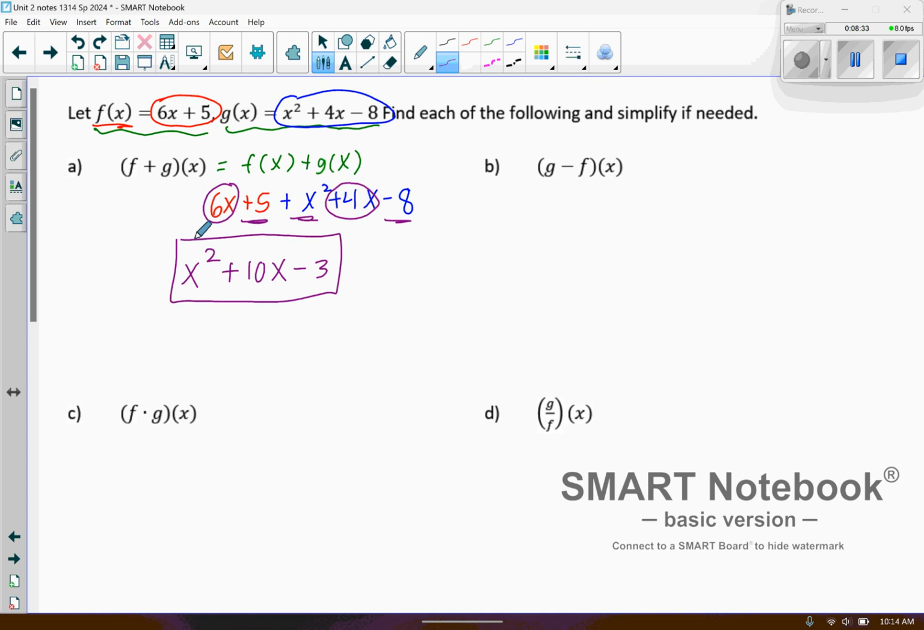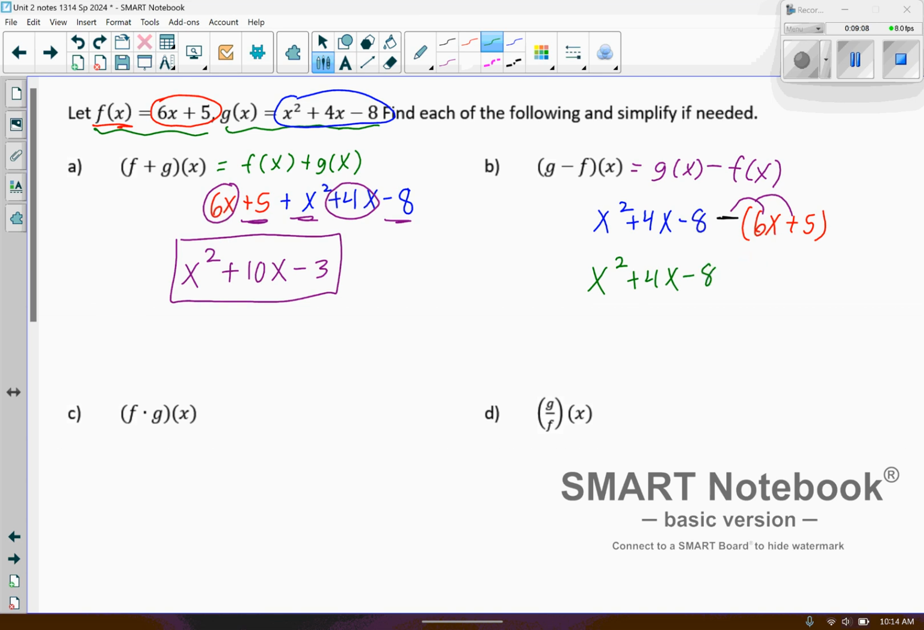Okay, part B, kind of more of the same, except now we're going to subtract. So we're going to have g of x minus f of x. So g of x, which is defined as x squared plus 4x take away 8. And then we have to subtract the f of x function. We've got to remember to put that in parentheses. So 6x plus 5. And I do need to go ahead and distribute that minus right there. So at the front I will have the x squared plus 4x minus 8, and then this becomes a minus 6x and a minus 5.